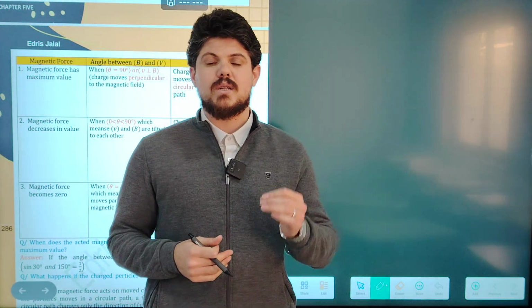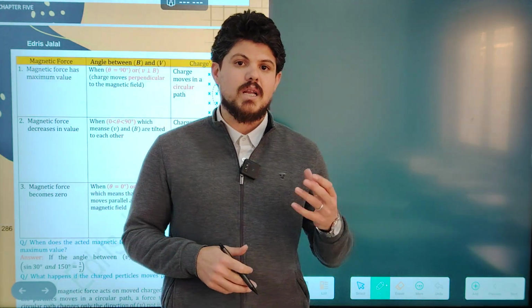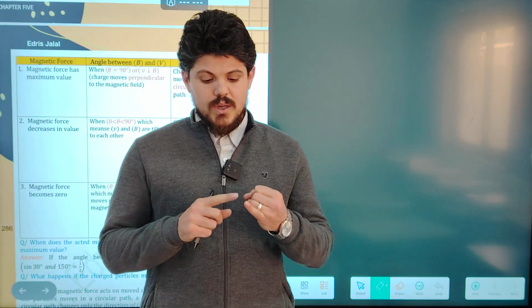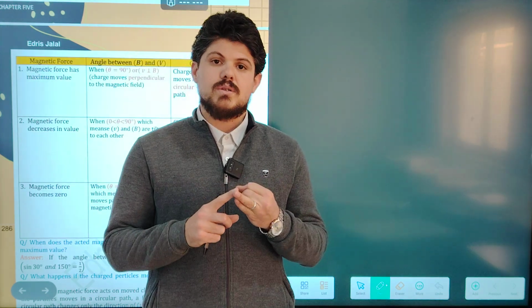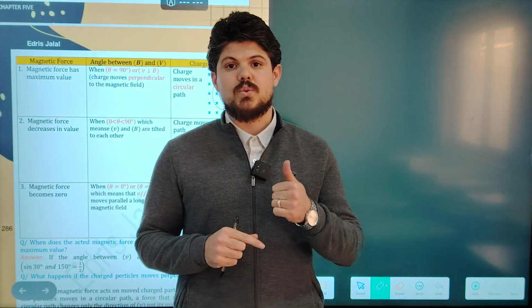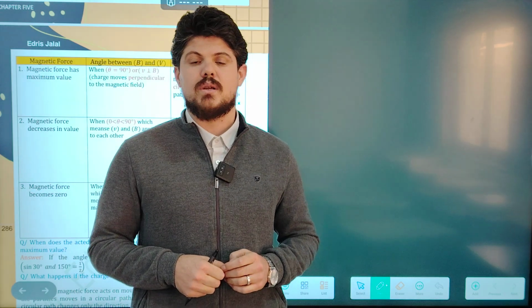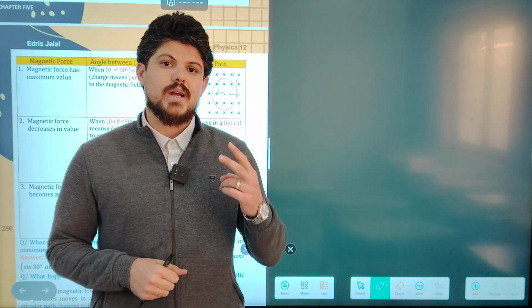The amount of the magnetic force on a charged particle produced by the magnetic field depends on the amount of charge, the velocity of the charge, the magnetic field, and the angle between V and B. And we also studied when the magnetic force on a charged particle becomes zero, even if the particle is moving in a uniform magnetic field, in two angles.